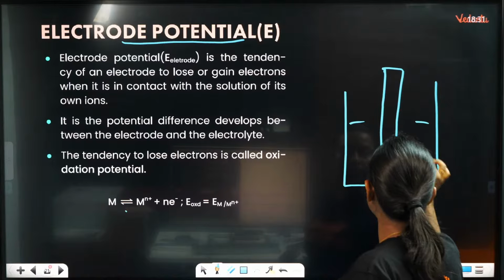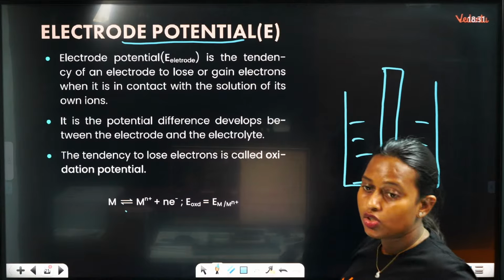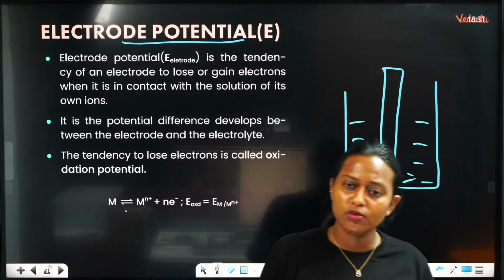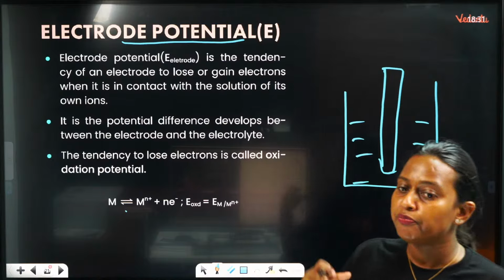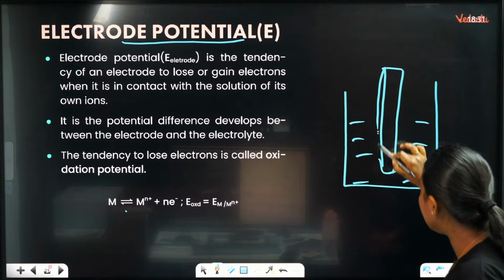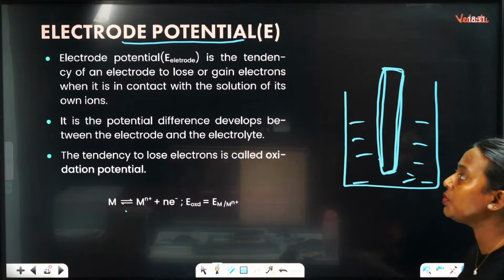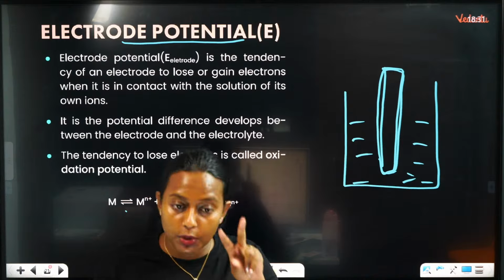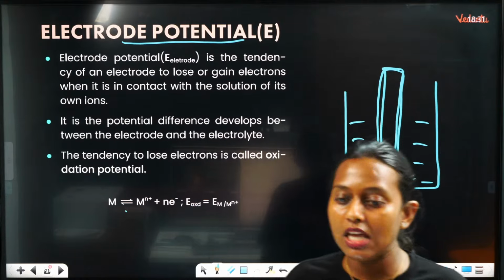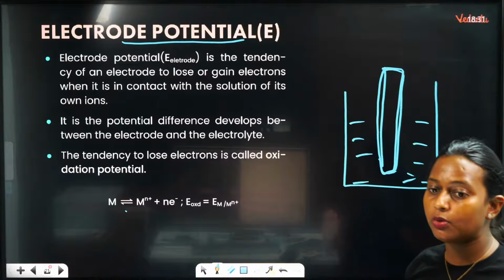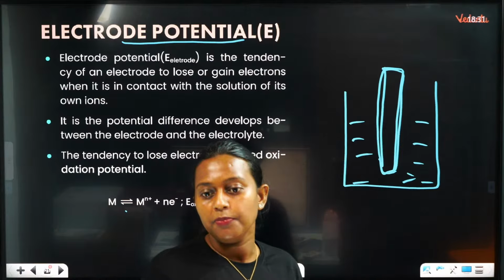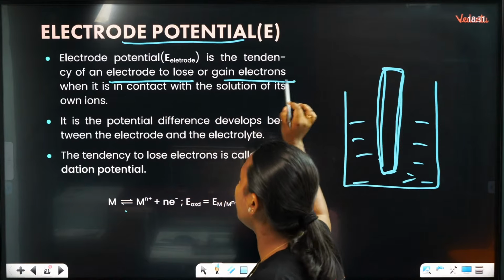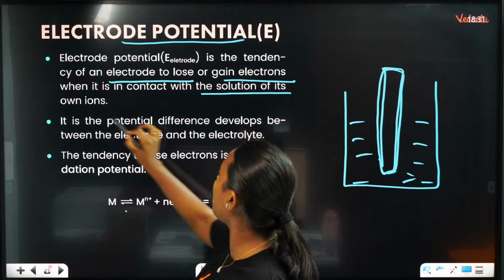For example, an electrode is dipped in its own ion solution. Sometimes it loses electrons, sometimes it gains electrons. Then a potential forms between the electrode and the solution. That potential is electrode potential. So it is the potential between electrode and solution: the tendency of an electrode to lose or gain electrons when in contact with the solution of its own ion.